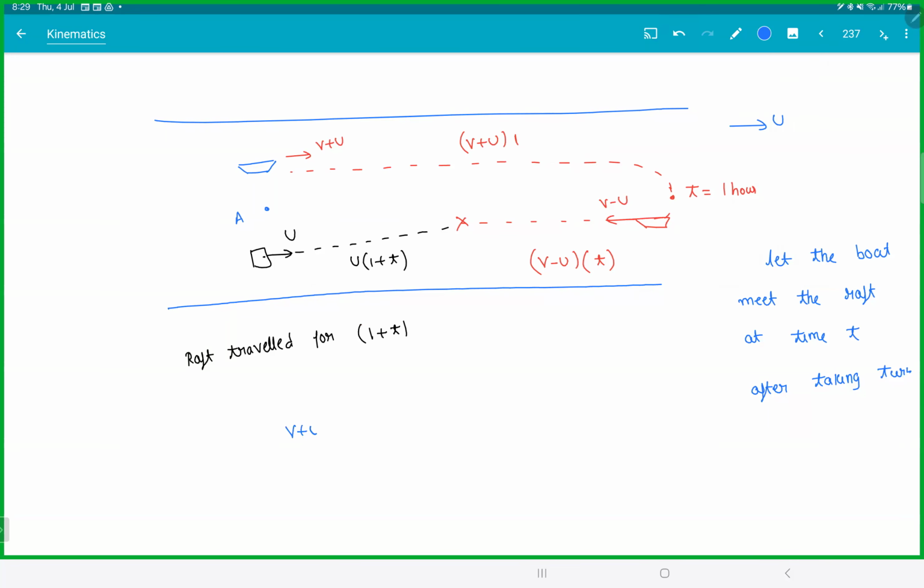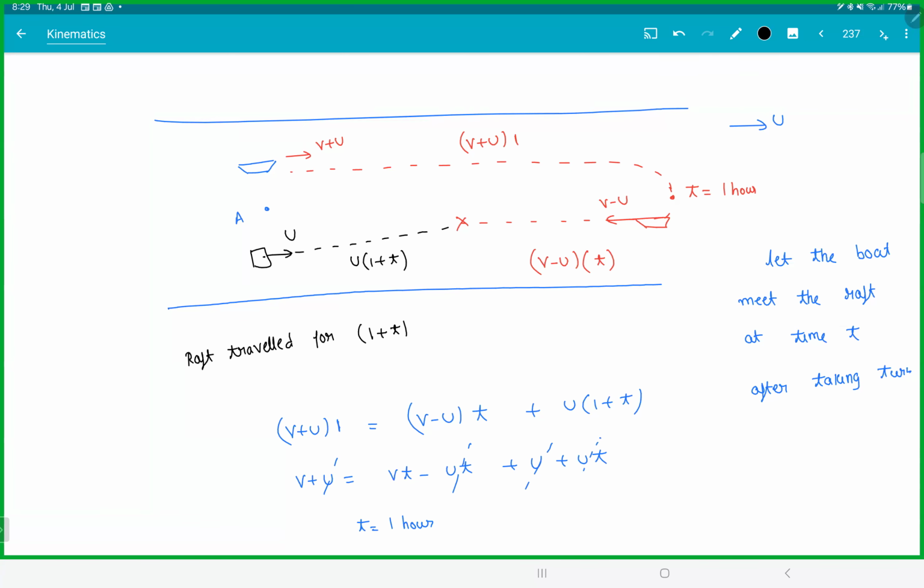So V plus U, that is while going down, should be equal to V minus U while coming up, plus the distance of the raft, U into 1 plus T. So this is V plus U, this is Vt minus Ut plus U plus Ut. Ut will cancel, U will cancel. We will get T is equal to 1 hour.